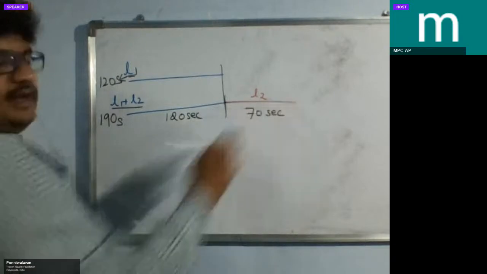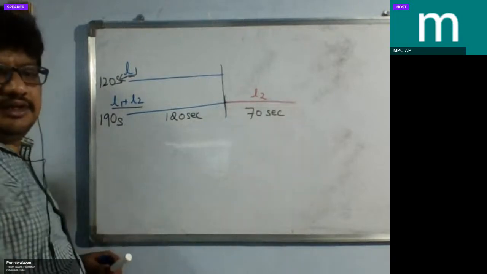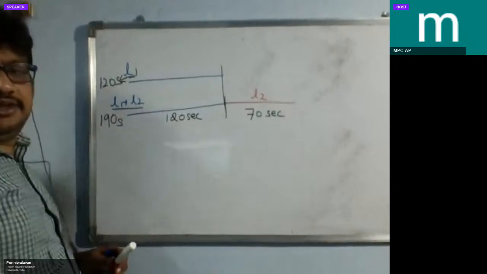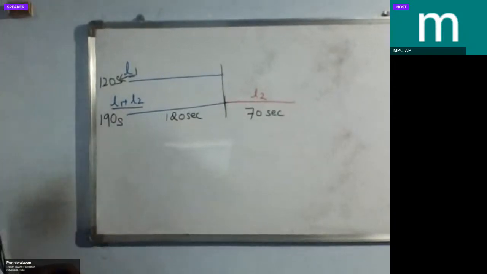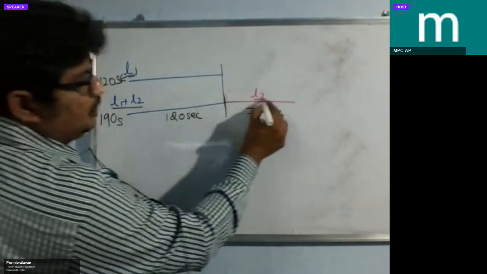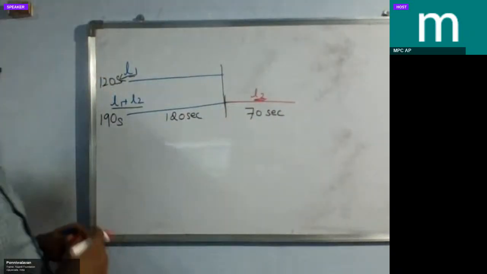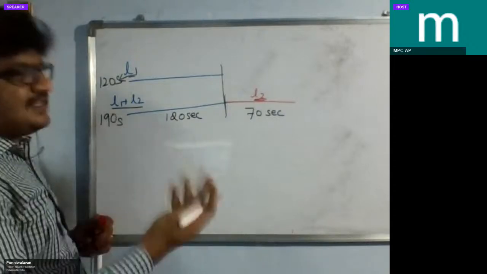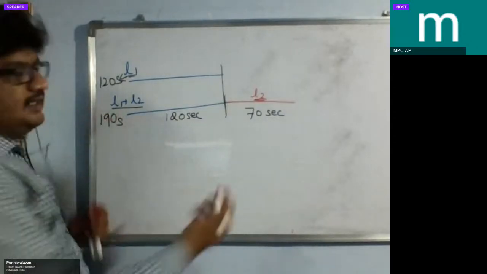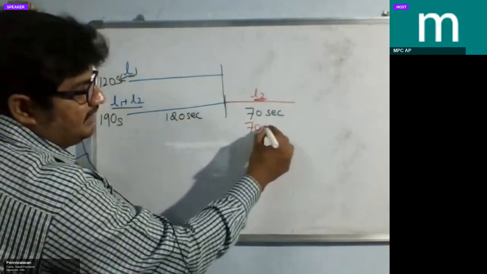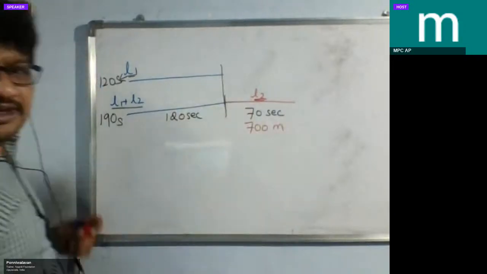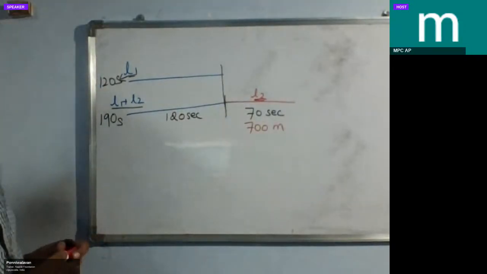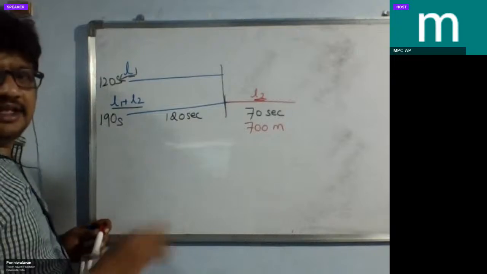What is this length? Read the question and tell me. What is L2? Platform length. What is the length? 700 meter. So listen.